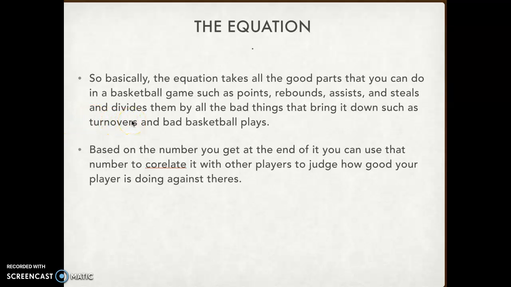So basically, the equation takes all the good parts that you can do in a basketball game, such as points, rebounds, assists, and steals, and divides them by all the bad things, and breaks it down to turnovers such as bad basketball plays. Based on the number you get out of it, you can use that number to correlate it with other players to judge how good your player is doing against theirs.